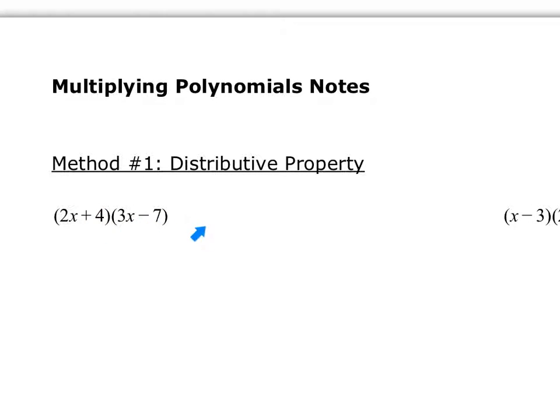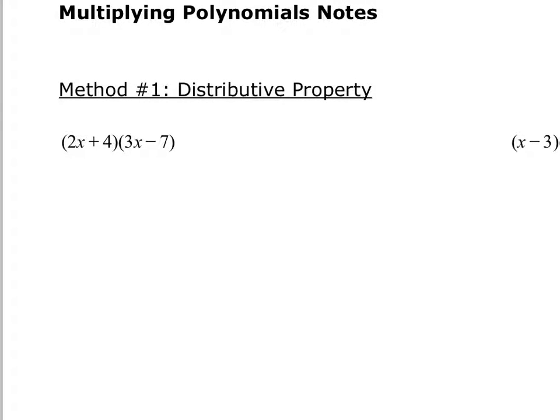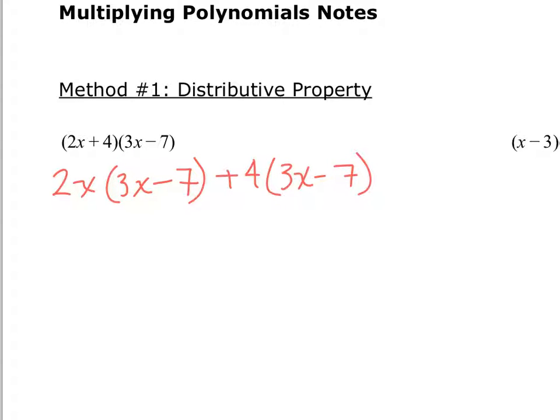You ready? So let's try it. So we're going to multiply 2x plus 4 times 3x minus 7. And then just like we were doing yesterday, now I can distribute that monomial to the binomial. You ready?